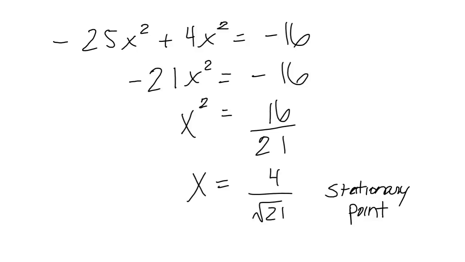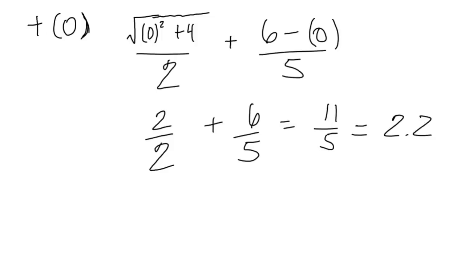Now we want to bring the like terms together, so we have negative 25x squared plus 4x squared equals negative 16. Do the math, and that gives you negative 21x squared equals negative 16. x squared is equal to 16 over 21, and then take the square root, which gives us x equals 4 over the square root of 21, which gives us our stationary point from where she is located.